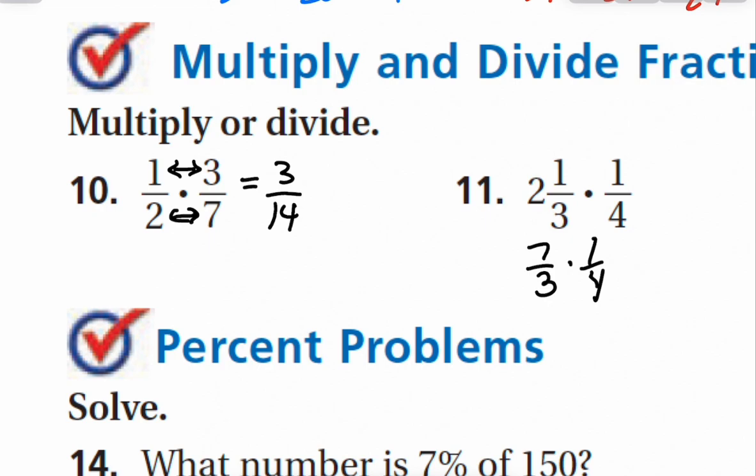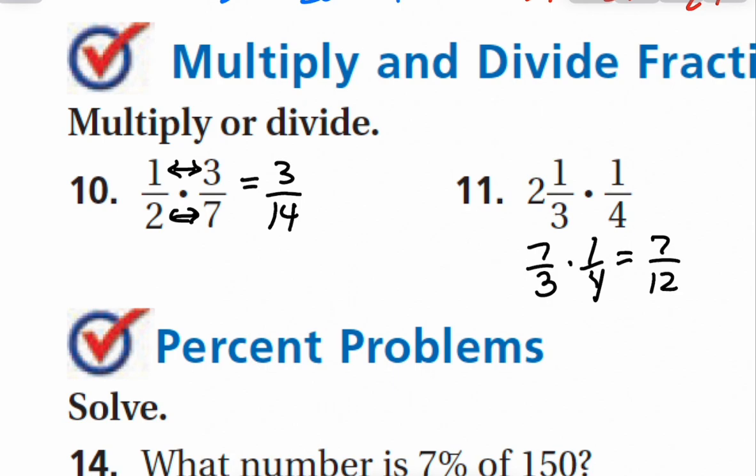over 1 over 4. So it's going to be the same idea now. We're going to multiply tops with tops, bottoms with bottoms. 7 times 1, 4 times 3. Reduce if you can. Can we reduce? No, we cannot. So you're done. Okay? So for multiplication of fractions, you multiply tops with tops, bottoms with bottoms. You can cancel across the top.